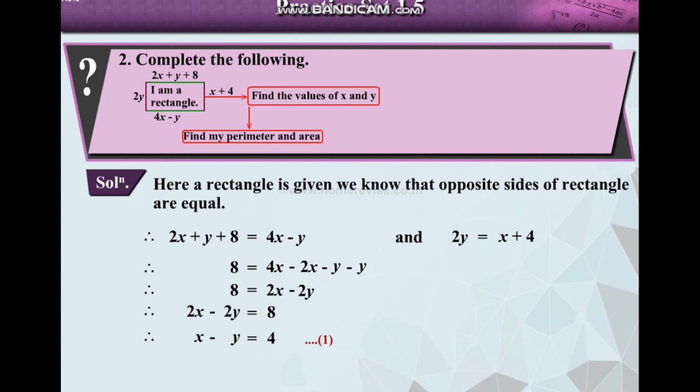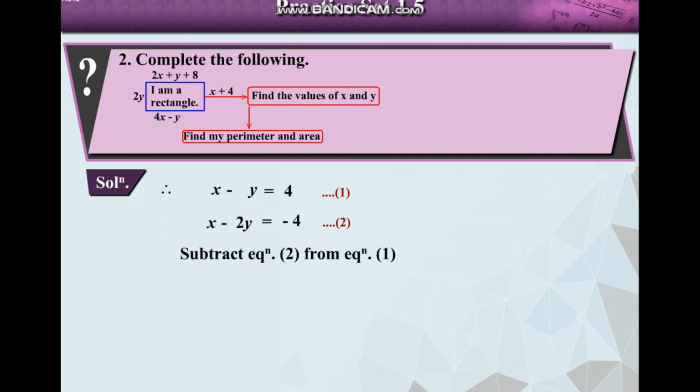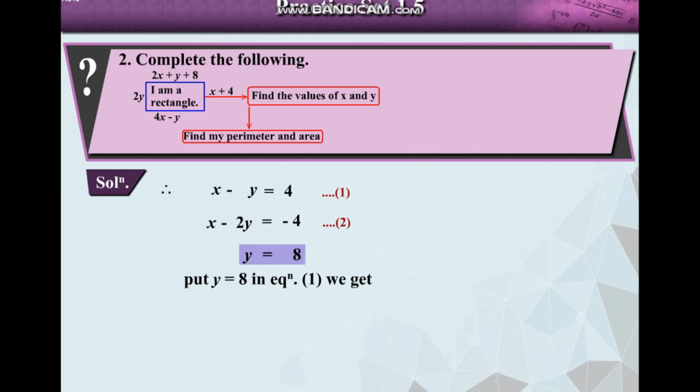Equation 1. And x minus 2y is equal to minus 4. Equation 2. Subtract equation 2 from equation 1. x minus y is equal to 4 minus x minus 2y is equal to minus 4. Changing signs, we get y is equal to 8. Putting y is equal to 8 in equation 1, we get x minus y is equal to 4. x minus 8 is equal to 4. Therefore, x is equal to 4 plus 8. Therefore, x is equal to 12.